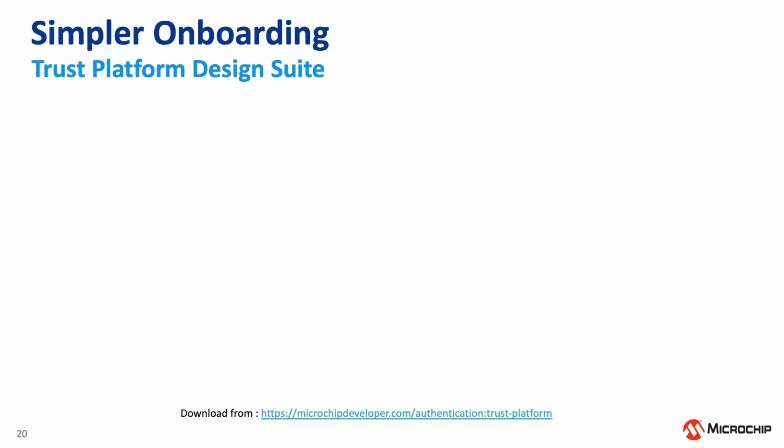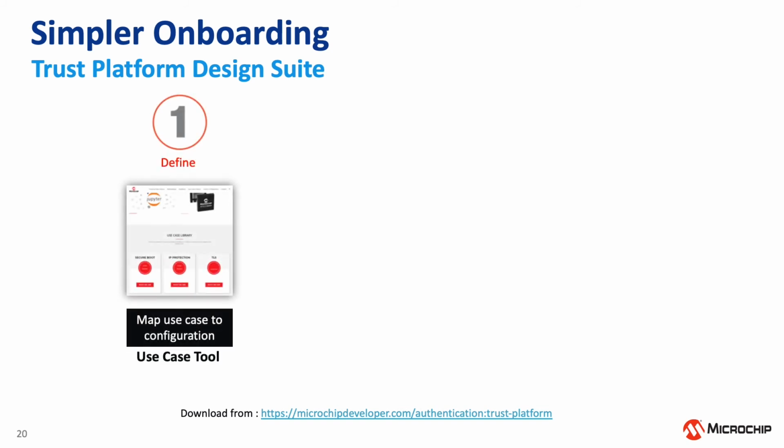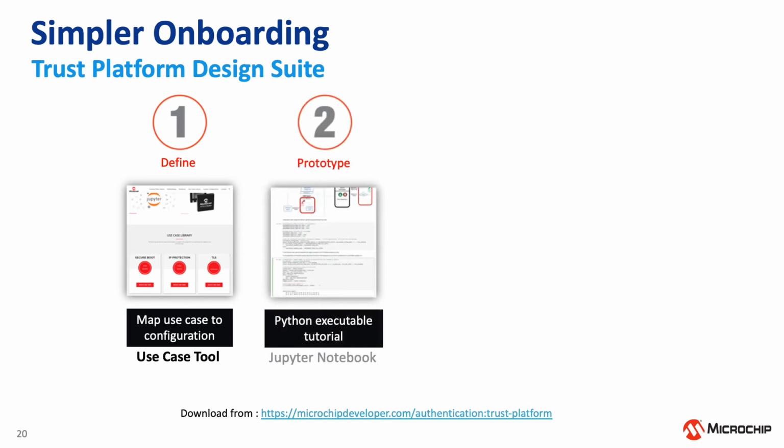The flow for the tool is that this is what helps with the onboarding. We created software called the Trust Platform Design Suite. The first thing it'll do is help you map the use case to the configuration you want. So basically, you see use cases here. You're going to select one, and you'll see the magic happening. The configuration is going to start to show. I'll show the tool in a minute.